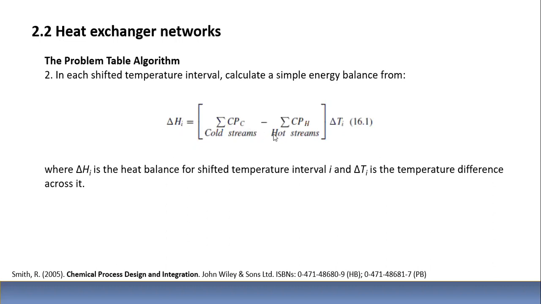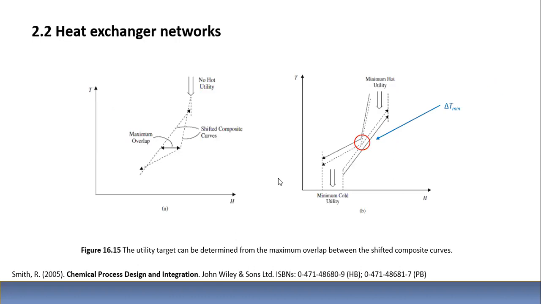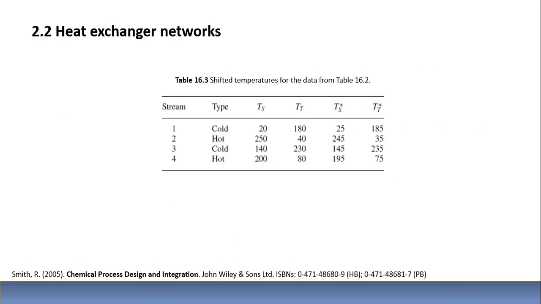Number 2, we have to do an energy balance. That would be the summation of MCP, represented by big CP of the cold streams, minus the summation of the big CPs of the hot streams, times delta T sub i of a specific interval. We went over this last time and explained it in a bit more detail.